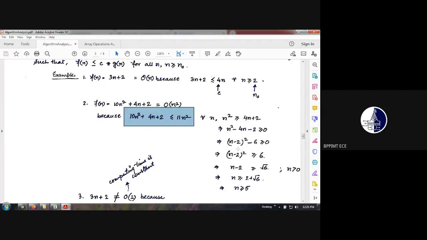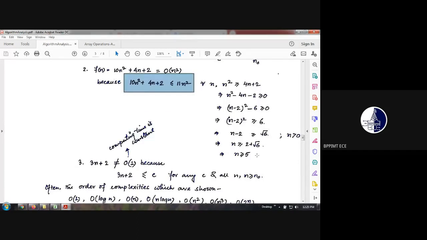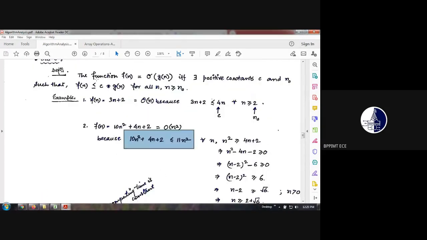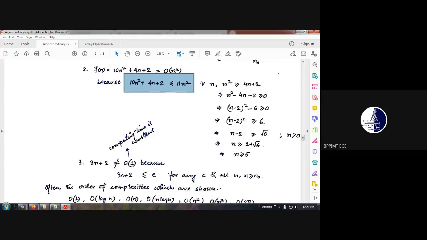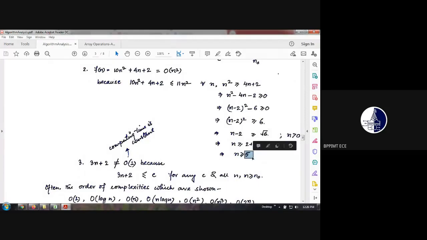So for n equal to 1, 2, 3 and 4, this condition is not true. Means for all the values of n, this condition is not fulfilled. That's what I am saying. For some values of n, which is n greater than or equal to 5, this inequality is getting satisfied. So this is acting like your n0. We have found a positive constant, n greater than or equal to 5, so this is your n0 equal to 5.